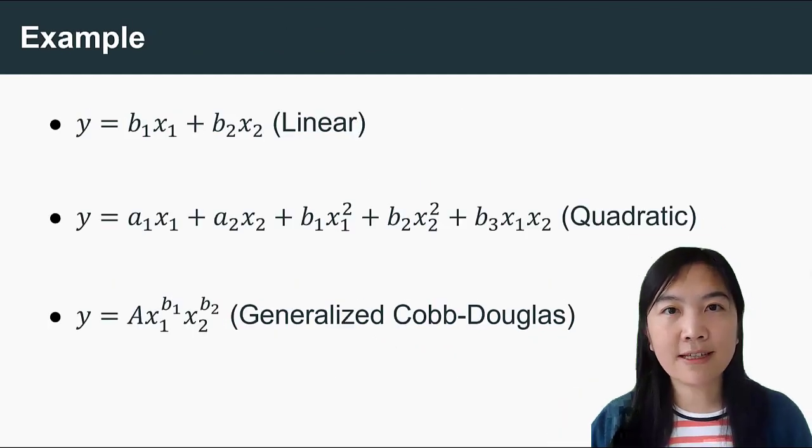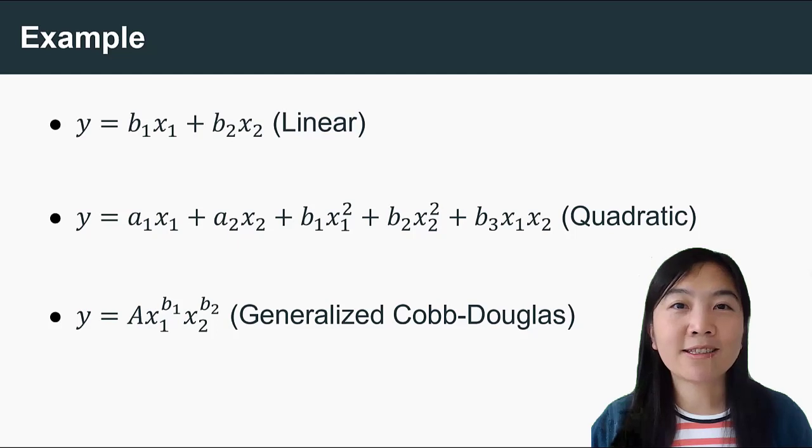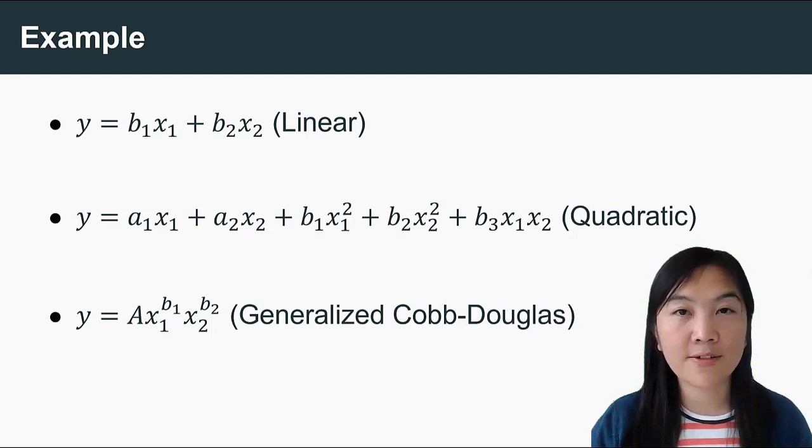Here are a few examples of the 2 variable input production function. The first one is a linear production function. The second one is a quadratic production function. And the third one, we call the generalized Cobb-Douglas production function. Right now, you only need to know the name Cobb-Douglas. Later on, we will spend some time to discuss the Cobb-Douglas function in general, once we are done with both the technical and the economic aspects of production for multiple inputs.